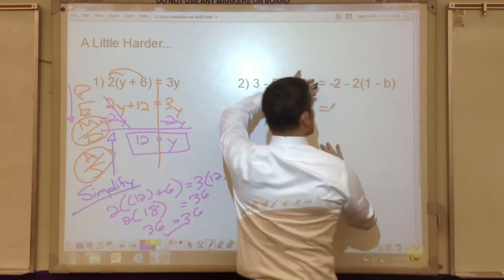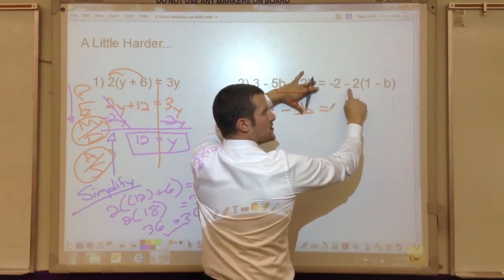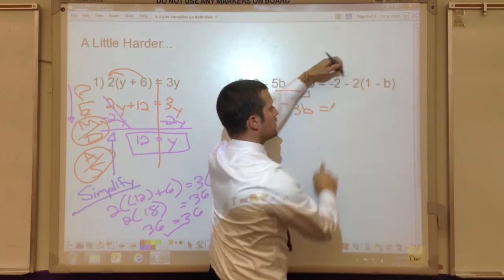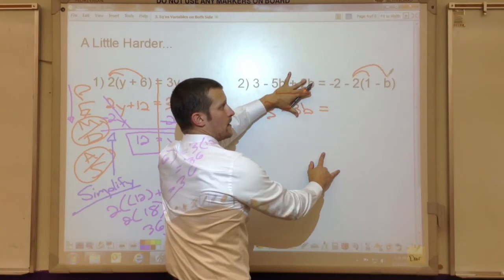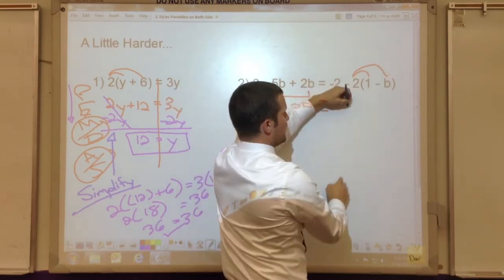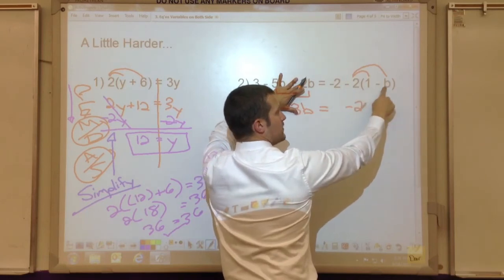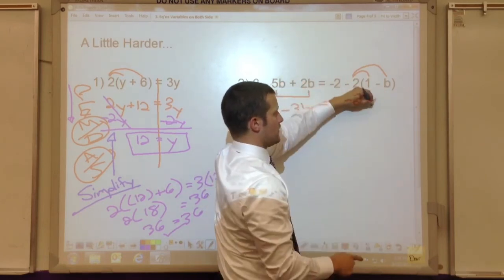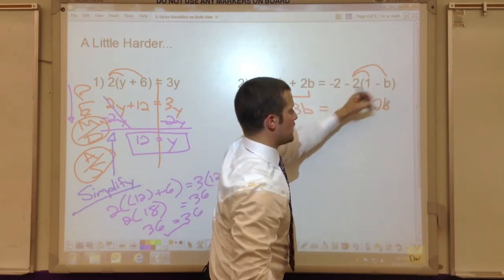So, other side of the equals. Can I simplify back here? Well, yeah, I have 2 multiplying this stuff in parentheses. So I'll distribute that first. There's my simplify. Negative 2 times 1 makes negative 2. Negative 2 times negative b. Well, negative times negative is positive. 2 times b makes 2b.